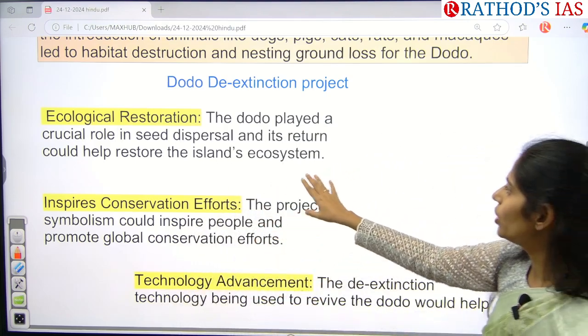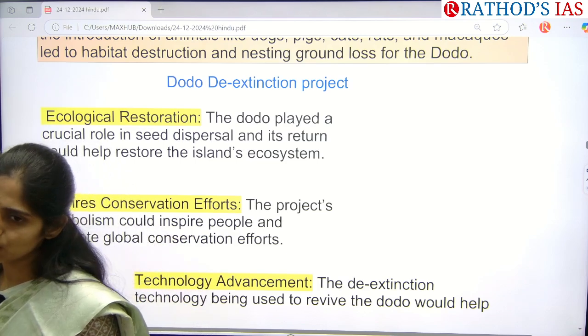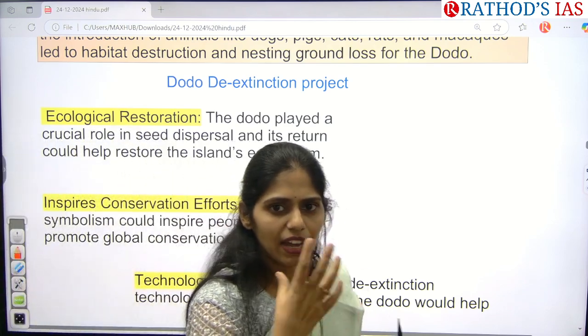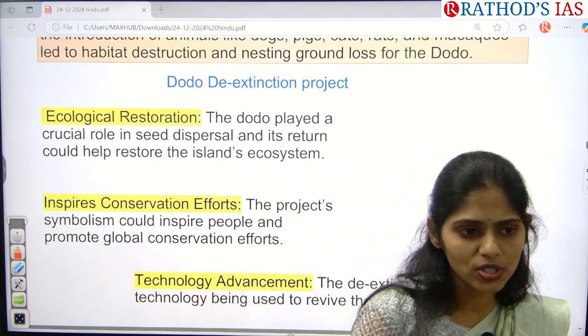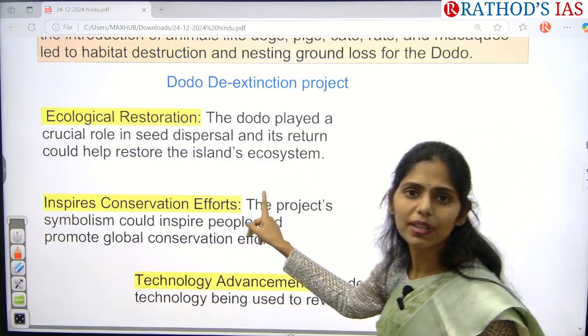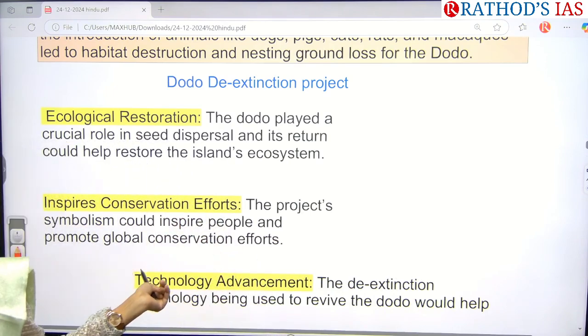For example, the Dodo is very important because it helps in seed dispersal. As I said, it is not a flying bird, it is a flightless bird. So whenever it has some seeds or fruits, it will be dispersing those seeds. Because of this, it will be restoring the island's ecosystem. Why did I say island? Because it is present in Mauritius.